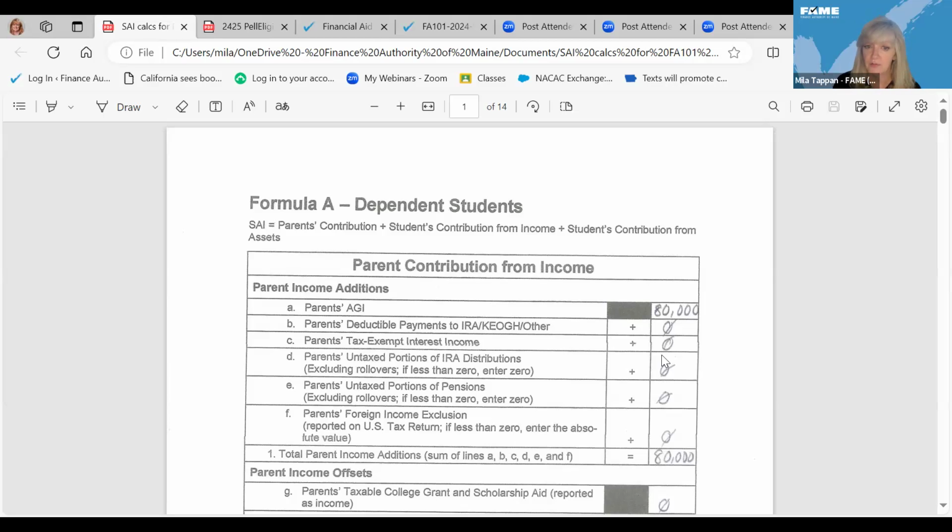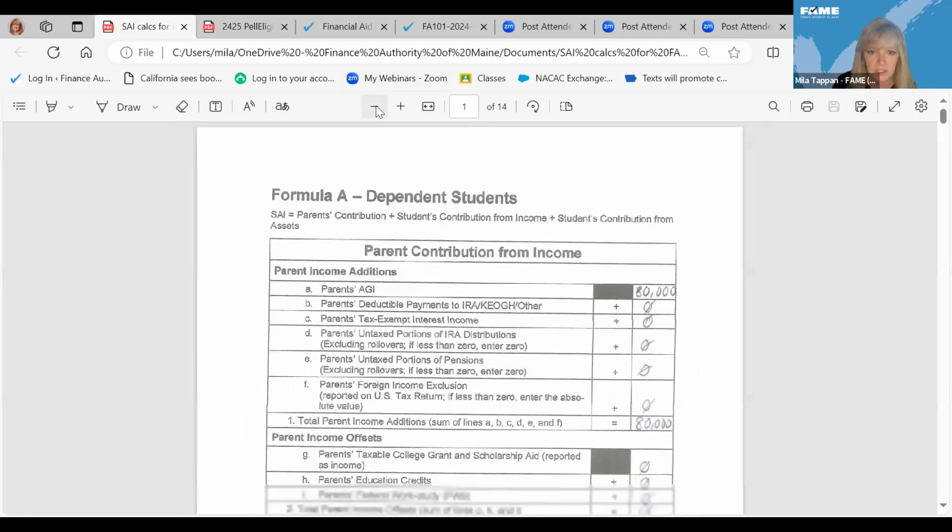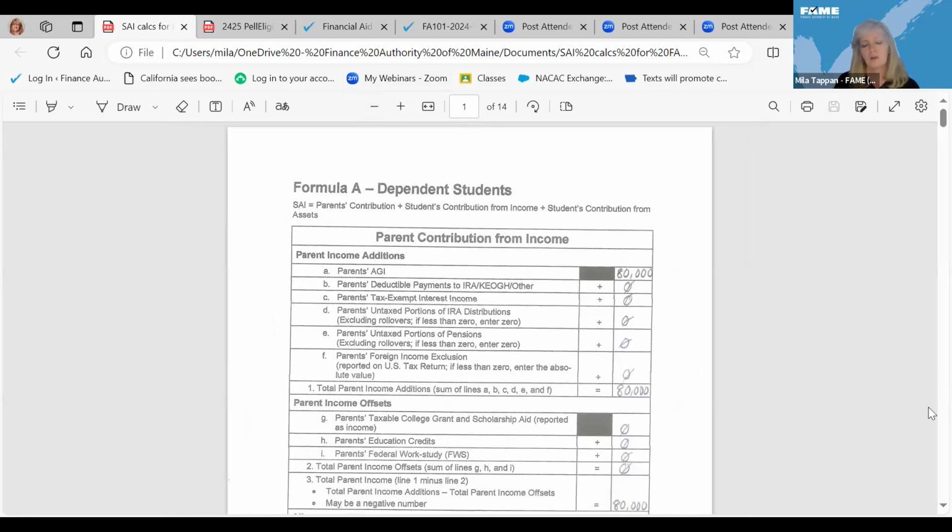So we're going to start first of all on the parent side of things. I'm going to make this a little bit smaller just so we can see more of the page. But again, you've got this on the website, faymain.com/FA101. You have this packet there. So in this scenario, what gets taken into account? On the parent income side, the biggest thing for most families is their adjusted gross income. Based on their tax return, it's going to pull over their adjusted gross income. In this case, it's 80,000.